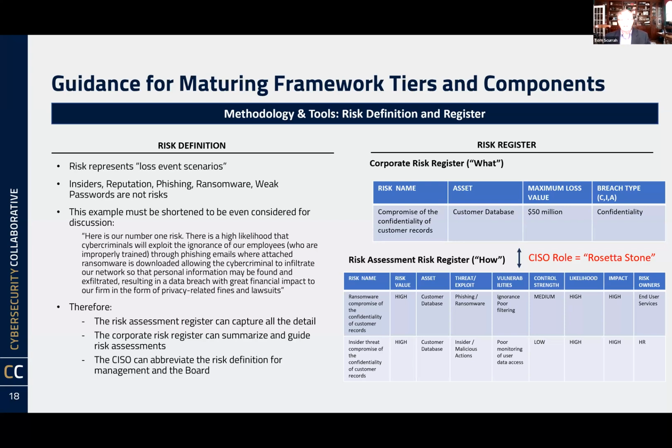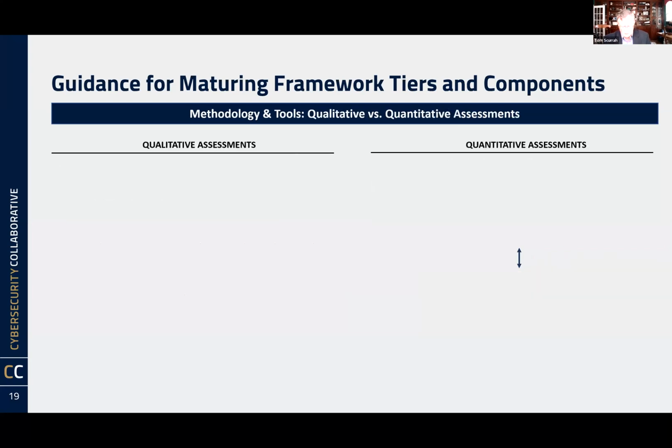And the board is interested in the assets, the value of the assets, and potential compromise. So it's perfectly fine to say, as a risk name, a ransomware compromise of the confidentiality of customer records, as opposed to this long litany on the left, to discuss it with the board. But it is not appropriate to not include all the elements in your risk assessment process. I think that's a good way to structure this in a way that's usable.